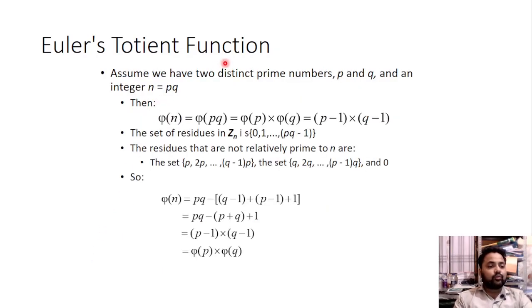Assume we have two distinct prime numbers p and q and an integer n equals pq. Then phi of n equals phi of pq, which is phi of p times phi of q, equals p minus 1 times q minus 1.